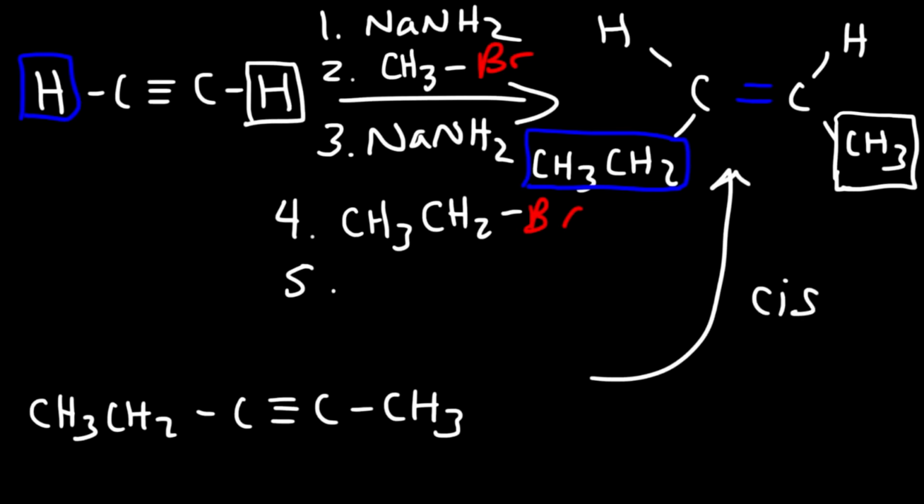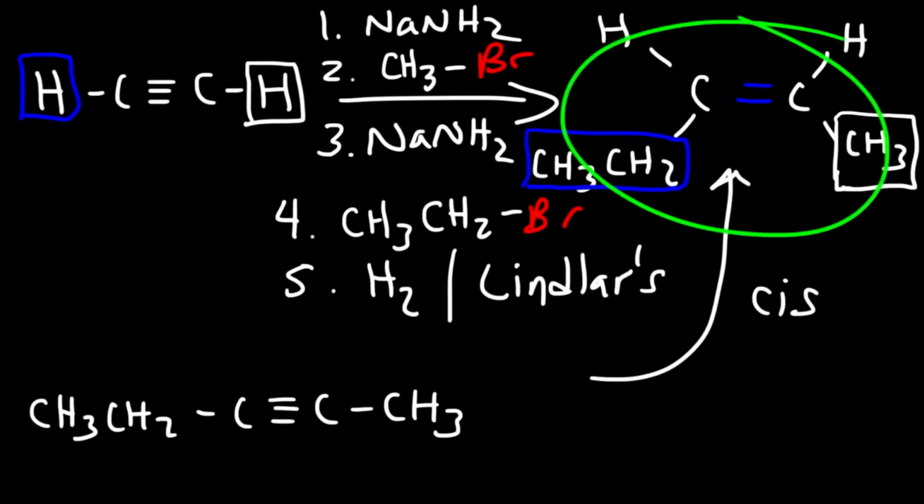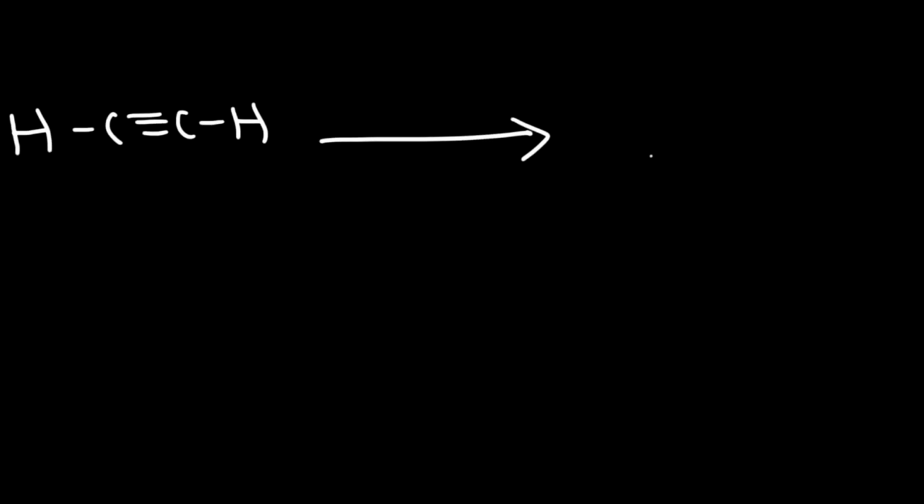So now we need to convert the alkyne to a cis alkene. What reagent do we need to accomplish that transformation? We need hydrogen gas and the Lindlar's catalyst. It will convert the alkyne into a cis alkene. And so that's how we can make this product. Now let's move on to the next example.